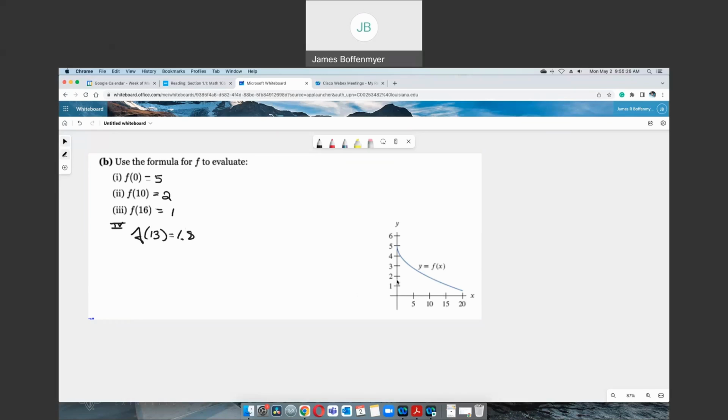So that's how you're able to determine where function values are. As always, if you have any questions, please let me know.